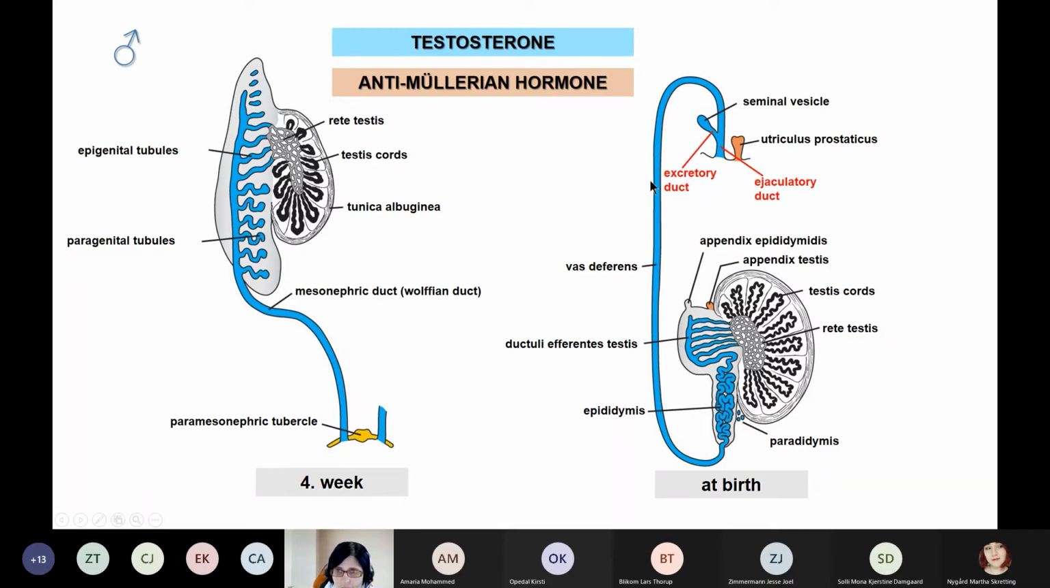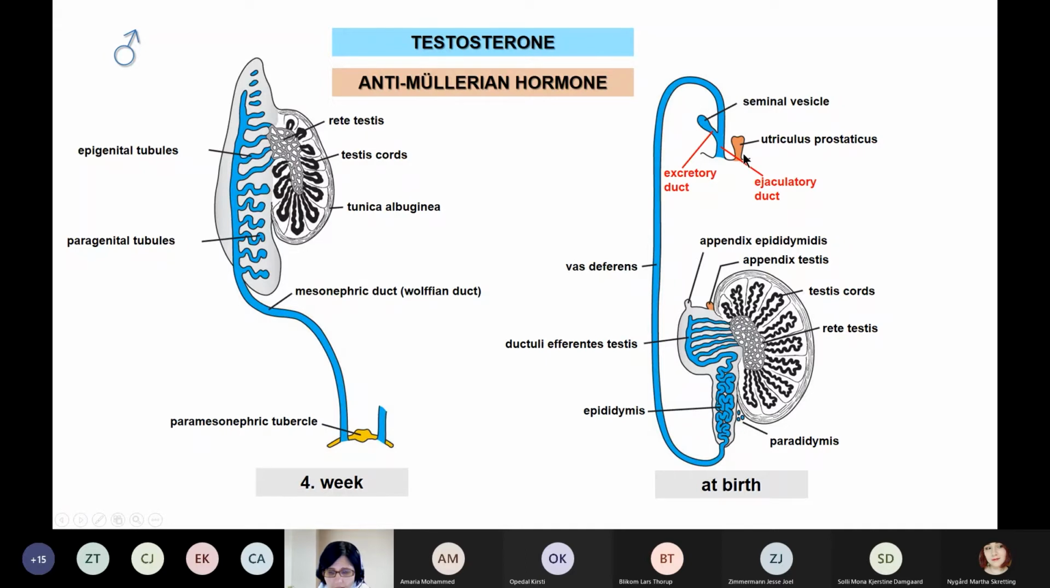mesonephric duct. In the area of the mesonephric duct, a small bud-like evagination will occur, and this will give the seminal vesicle. Its duct is called the excretory duct, and of course it fuses with the vas deferens, with the ampulla of the vas deferens, and then the last part of the mesonephric duct will become the ejaculatory duct.